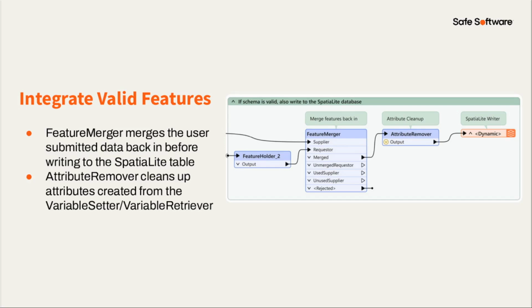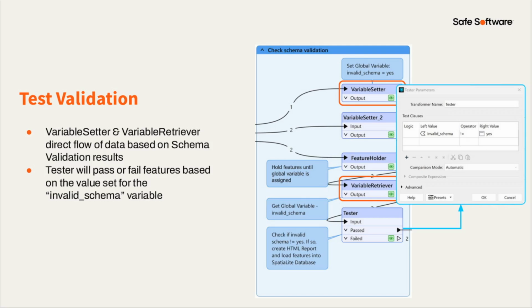The last step here is to integrate our valid features. So we're able to use the feature merger to merge our features back in from our original reader. If you recall, on our reader there, we only pulled out that schema using the schema scanner, but we also have that connected up to our feature merger here, and that will just pull in all those features. This will only run if the validation was successful. So if we go back here, look at our tester here, if features come through that passed port there, then that's going to kick off the feature merger and pull those features back in.